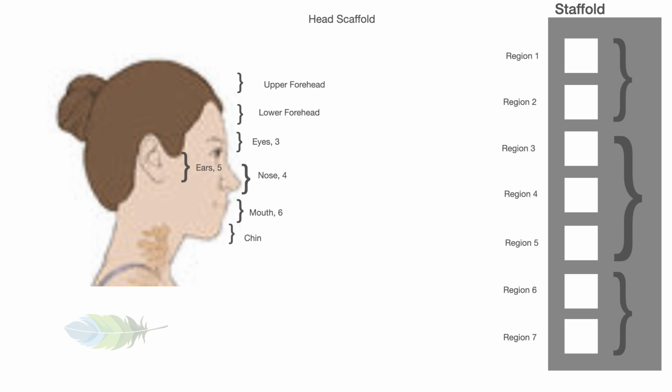An easy way to remember it would be that eyes, nose, ears, and mouth are on the right side of a person. It's a Z formation.